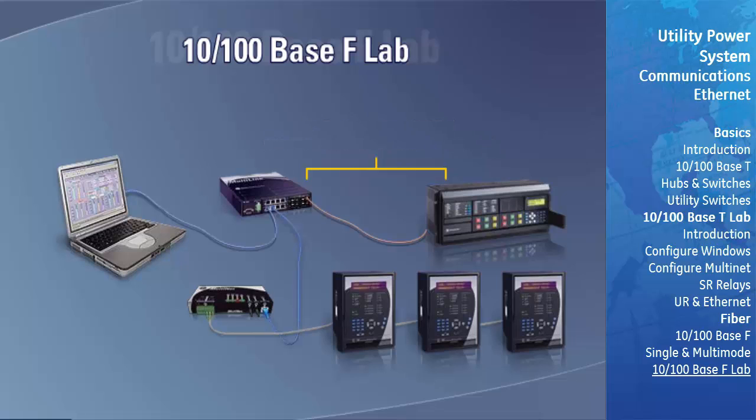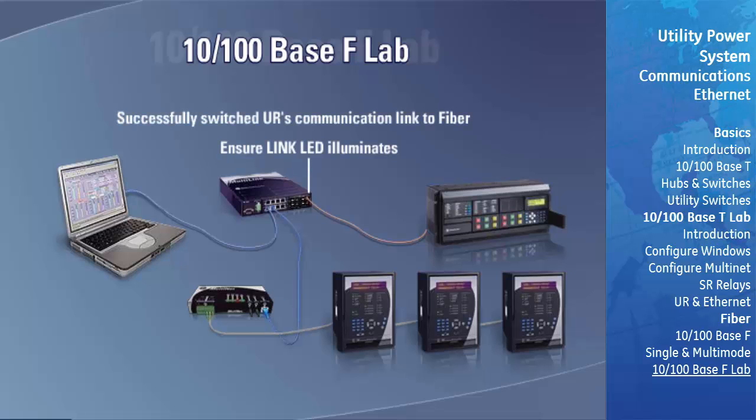We must verify that the baud rate of each fiber optic port matches before making any connections. For our example, we are using a UR with 10 base F baud rate, so we ensure the fiber optic cable is inserted into the 10 base F port on the switch. Once the two are connected, we ensure that the link LED illuminates on the multinet. Now we have successfully switched our UR's communication link to fiber.